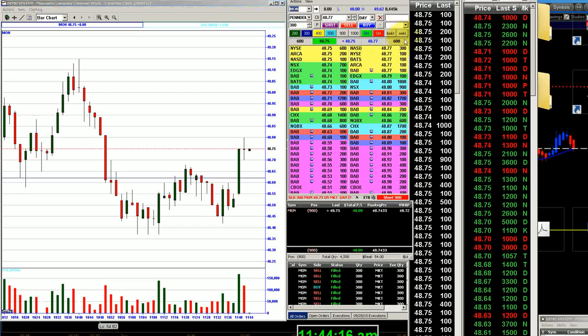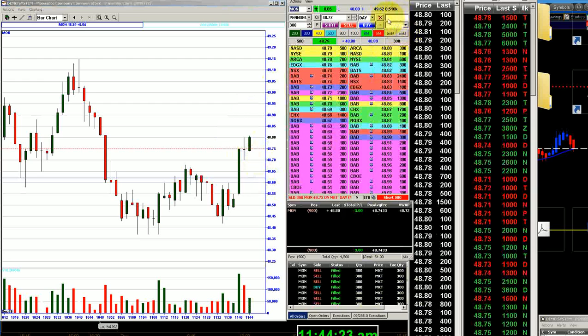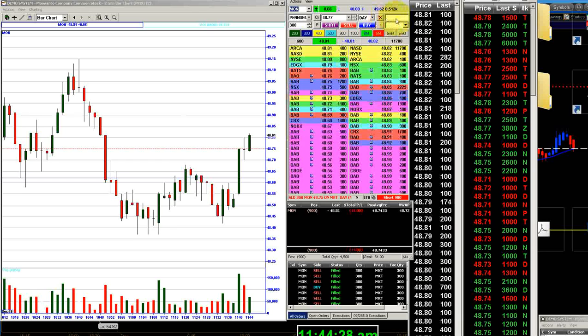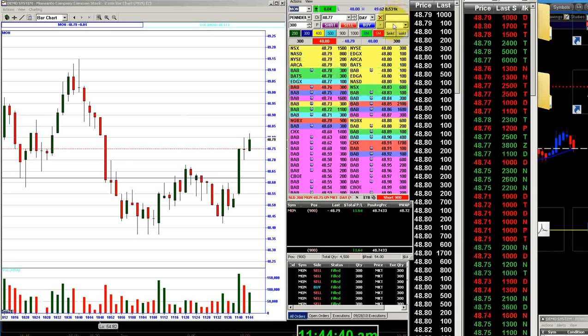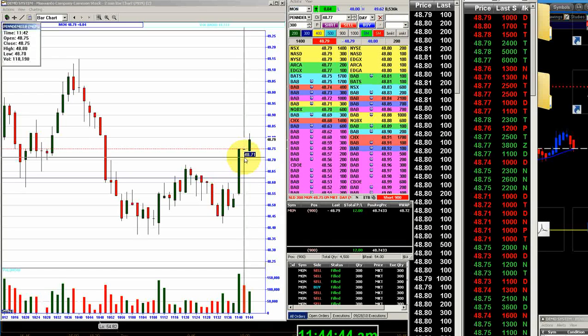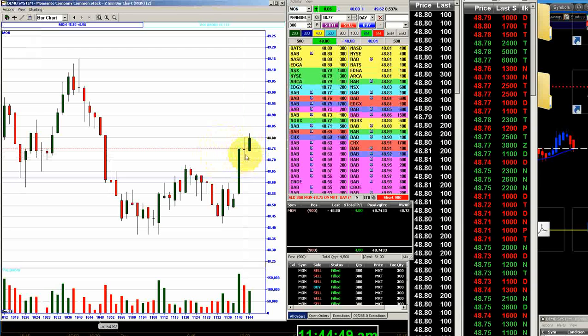Okay, I shorted another 300. Now my average is 74. Now my stop is at 81. It's a mental stop. Let's put in a doji right here. It could either be a doji buy or a doji sell.